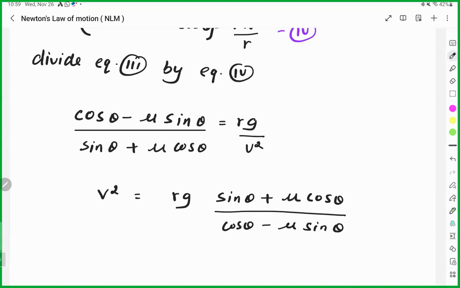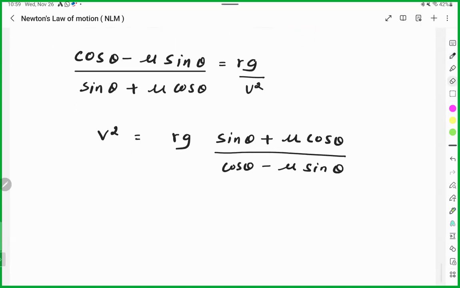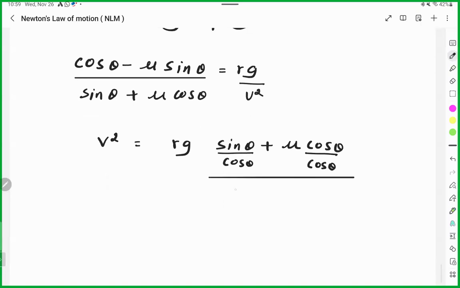Any doubt? If you divide everything by cos theta, what will happen? For example, I am dividing this with cos theta, and this with cos theta. Then what was the value? Here, cos theta divided by cos theta minus mu sin theta divided by cos theta. Any doubt?